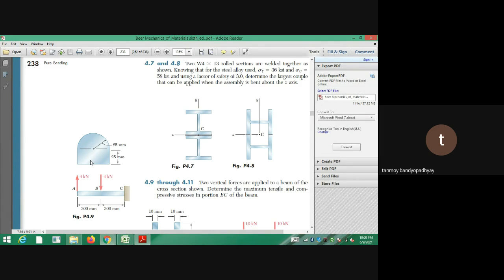So this is the case of pure bending. Why? I will be coming to that. I will be explaining to you why it is a pure bending case.